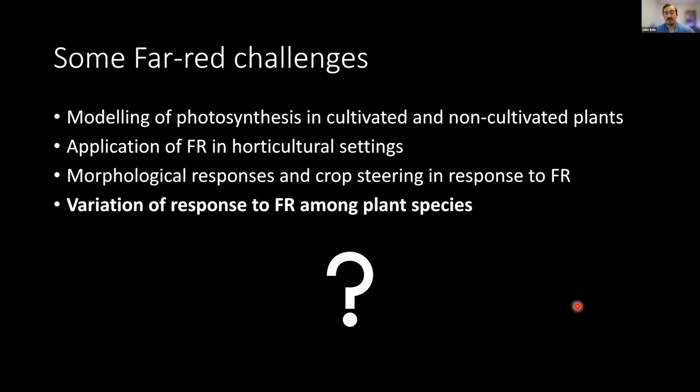And what we really don't have a great grasp on yet is the variation of response to far red among many plant species, especially when we think about photosynthesis and how efficiently far red may or may not drive photosynthesis in combination with these other photosynthetically active photons.